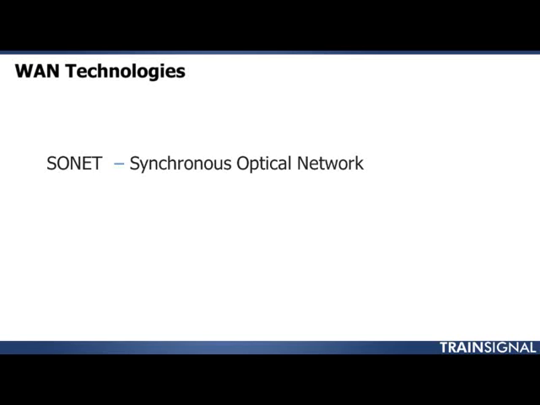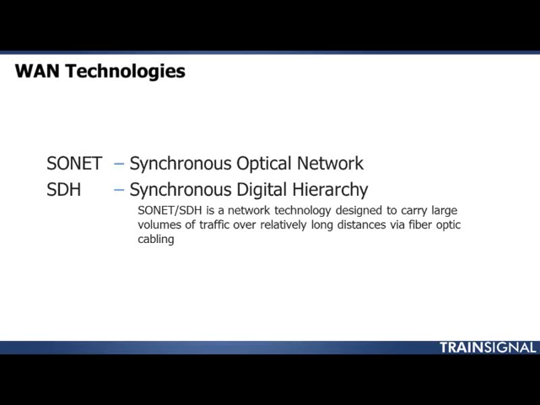Now, a few other types of WAN technologies that are out there are fiber-based WAN technologies. One is called SONET, which stands for Synchronous Optical Network. And you know that this is fiber because it's optical, which means it's using fiber optics. It's using light transfer. And then we had SDH, which stands for Synchronous Digital Hierarchy. And with either of these, they were both network technologies designed to carry large volumes of traffic over relatively long distances via fiber optic cabling.